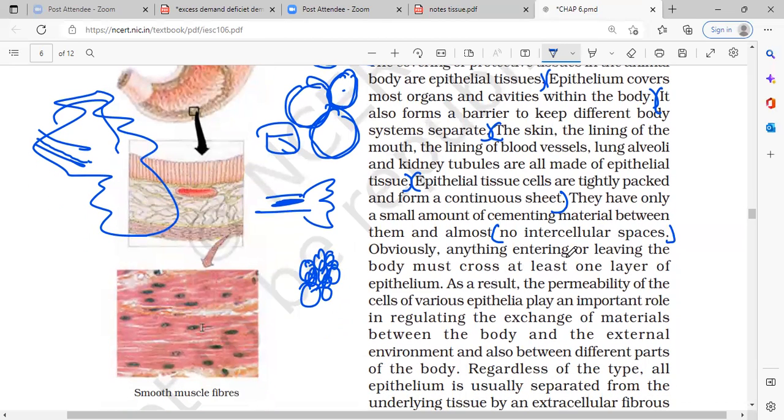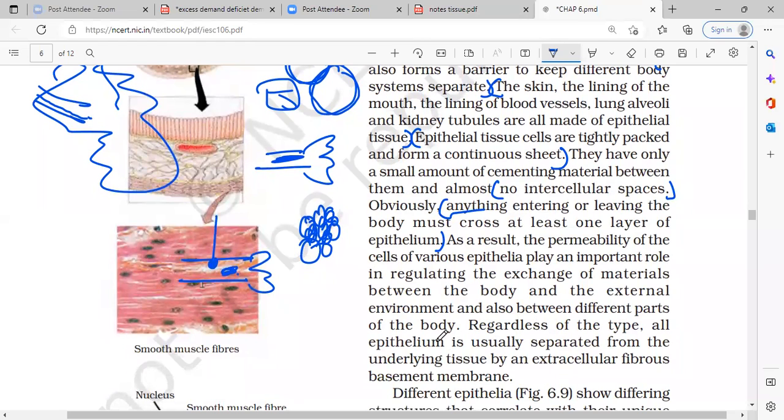Anything entering or leaving the body must cross at least one layer of epithelial tissue. For example, this is your hand. If you are given an injection, of course it will go through epithelial tissue. Or for example, sweat is coming out from your body, so of course it will also come through the hands and all that. So anything entering or leaving the body must cross at least one layer of epithelium. Clear? As a result, the permeability of the cells of various epithelia plays an important role in regulating the exchange of material between the body and the external environment, and also between different parts of the body.